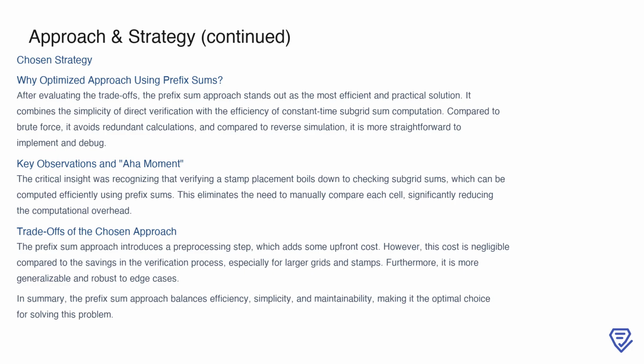solution. It strikes the right balance between simplicity and computational efficiency. Unlike brute force, it avoids redundant calculations by leveraging pre-computed prefix sums, and compared to reverse simulation, it is much more straightforward to implement and debug. The key insight that makes this approach so powerful is recognizing that verifying a stamp placement can be reduced to checking subgrid sums, which the prefix sum array allows us to compute in constant time. This realization eliminates the need for intensive cell-by-cell comparisons, drastically cutting down the computational overhead.